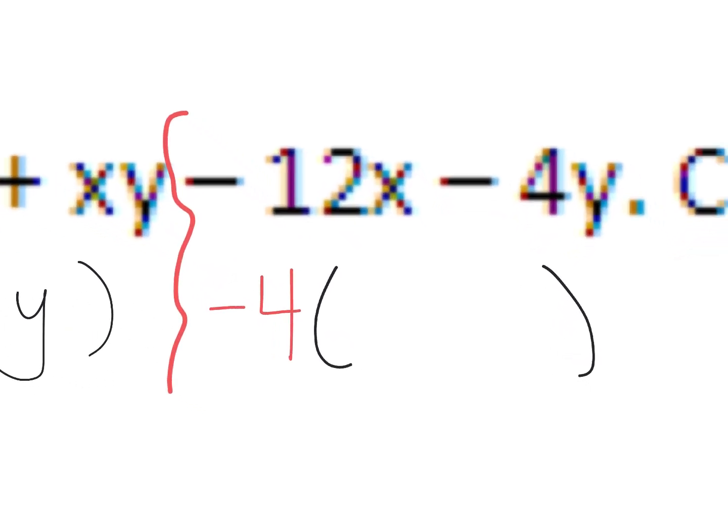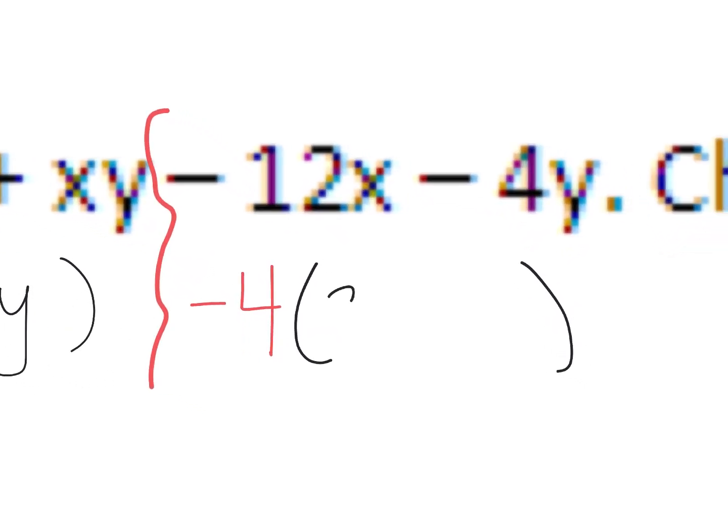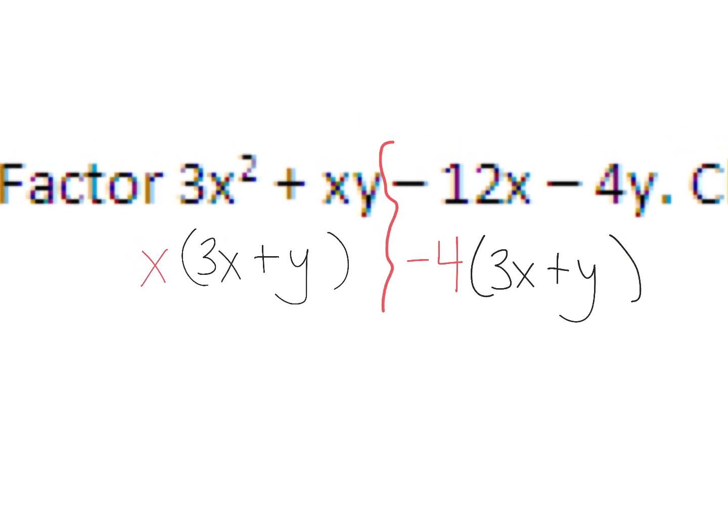So we would have 3x minus 4 and then 3x plus y. All right. Repeating binomial quantity is hanging out for all of us to behold. You got this 3x plus y and this 3x plus y. See how they match? Oh, it's so pretty.